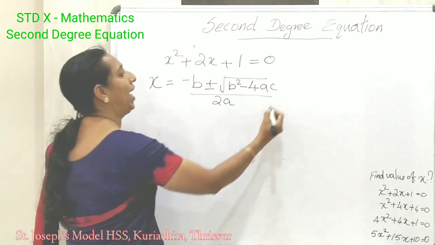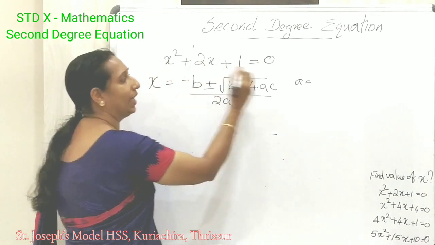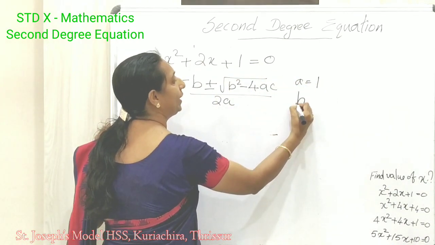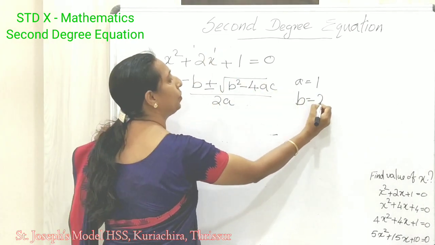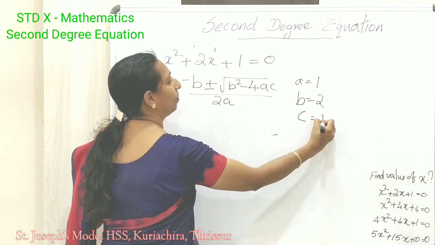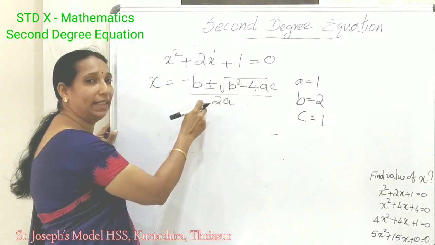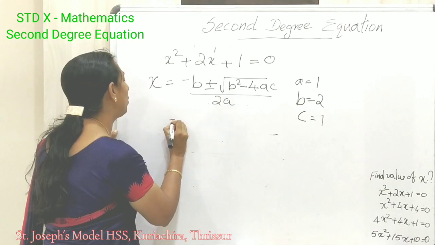Here a is equal to coefficient of x square, that is equal to 1. b is equal to coefficient of x raised to 1, that is equal to 2. And what is c? c is equal to 1. These values are applying this formula, we get the value of x.